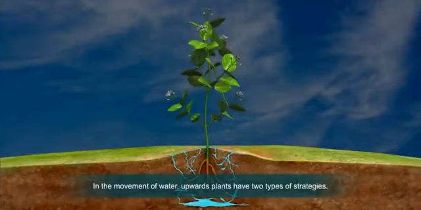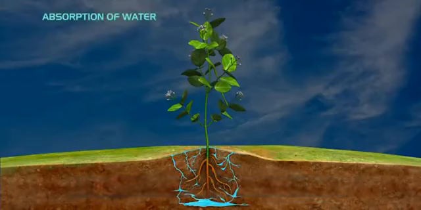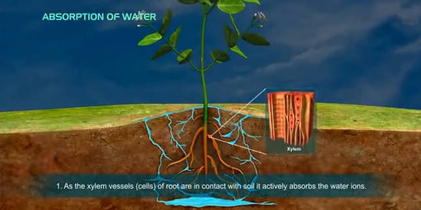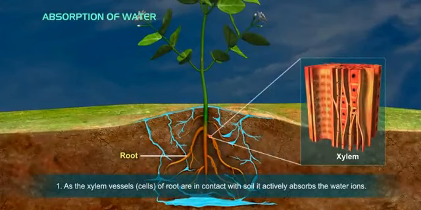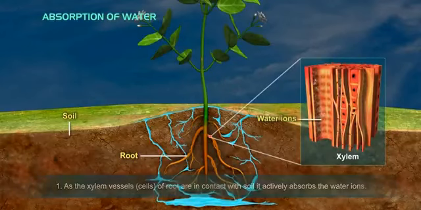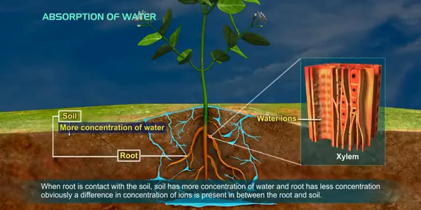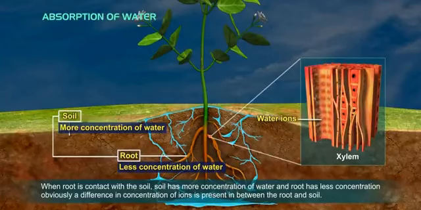In the movement of water upwards, plants have two types of strategies. Absorption of water. As the xylem vessels, cells of root are in contact with soil, it actively absorbs the water ions. When root is in contact with the soil, soil has more concentration of water and root has less concentration. Obviously, a difference in concentration of ions is present in between the root and soil.